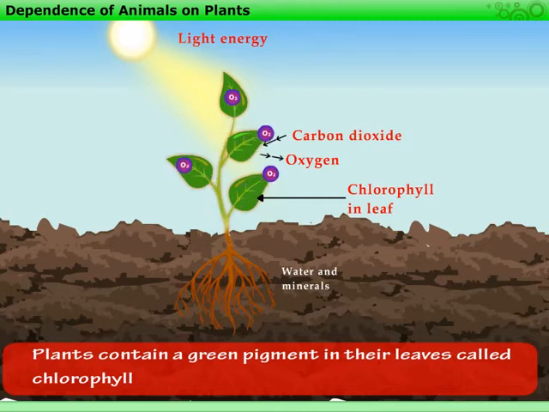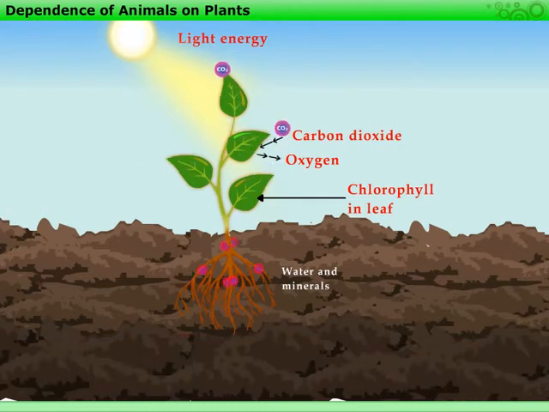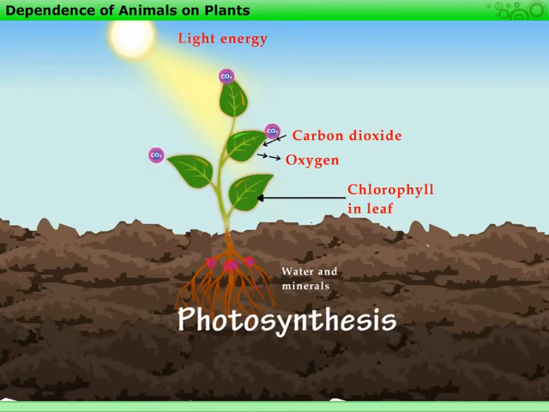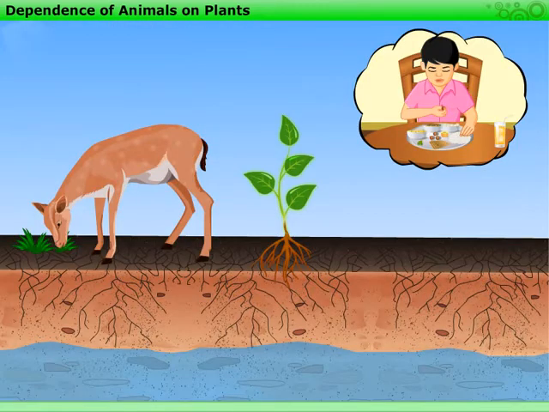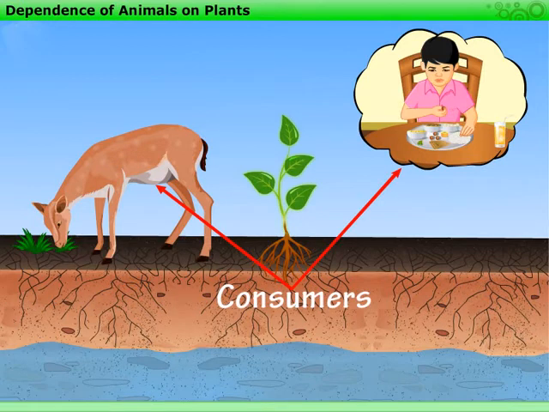They prepare their food in presence of sunlight and chlorophyll using carbon dioxide and water. This process of preparation of food in plants is called photosynthesis. This food is eaten by animals and human beings. Hence, they are called consumers.